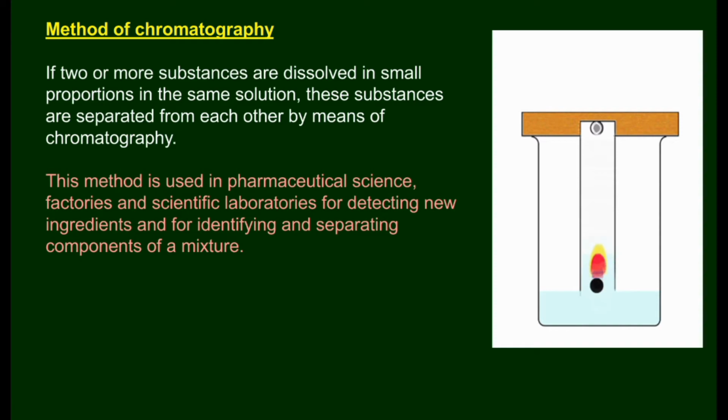Next is method of chromatography. If two or more substances are dissolved in small proportion in the same solution, these substances are separated from each other by means of chromatography. This method is used in pharmaceutical science, factories, and scientific laboratories for detecting new ingredients and for identifying and separating components of a mixture. Take some water in a beaker.